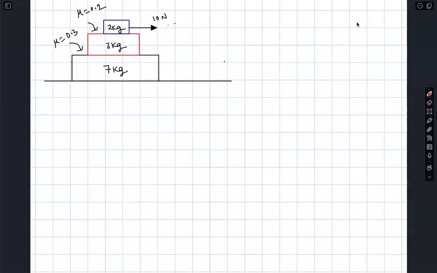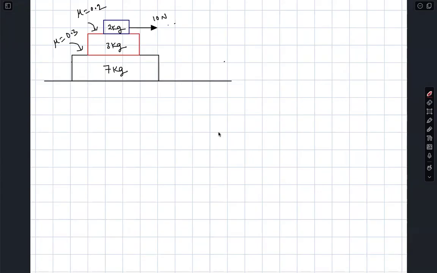As I mentioned, today we will work on the 3 kg block system. In the 3 kg block system, this is the very simple model. Now, how to handle 3 kg block problems?